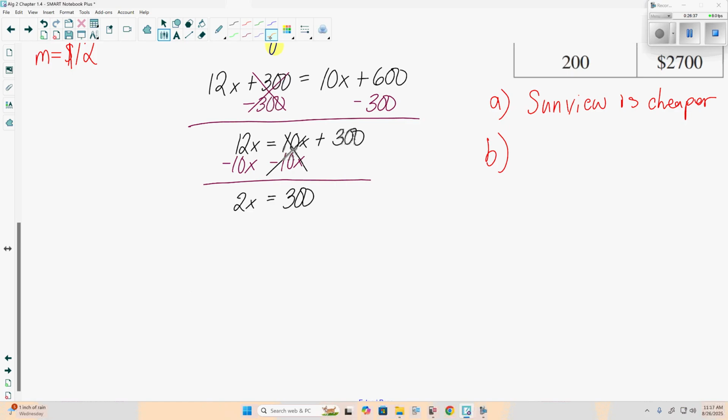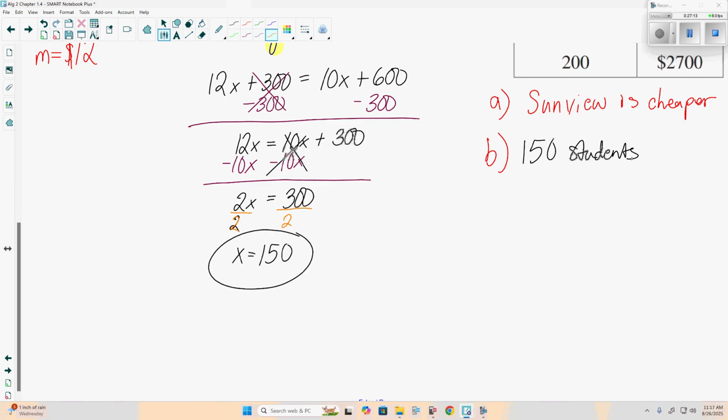Now we would divide, because we want to get the variables by themselves first. Because 2x equals 300, we would need to divide both sides by 2. 2x divided by 2 is x. 300 divided by 2 is 150. So how many students do we need for the cost to be the same? 150 students.